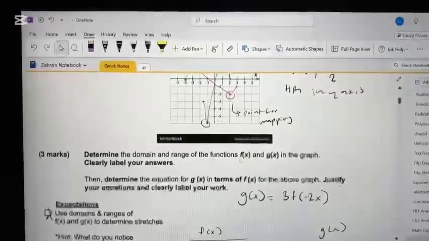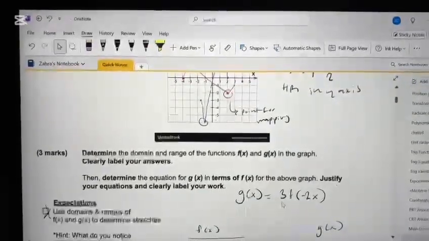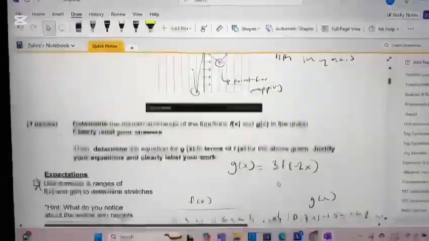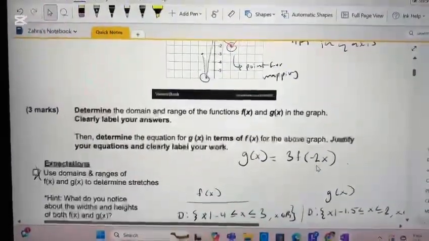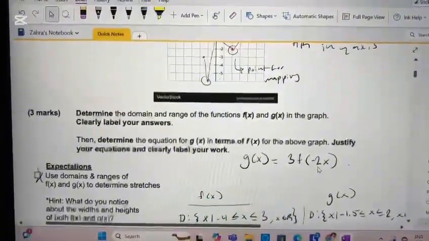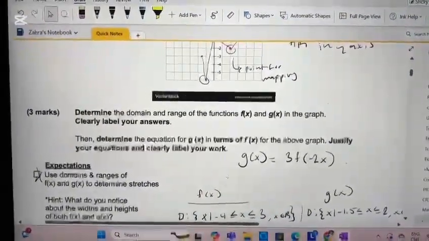So this is the equation I got. We have a vertical stretch by a factor of 3, a horizontal stretch by a factor of 1/2, and a horizontal reflection in the y-axis.